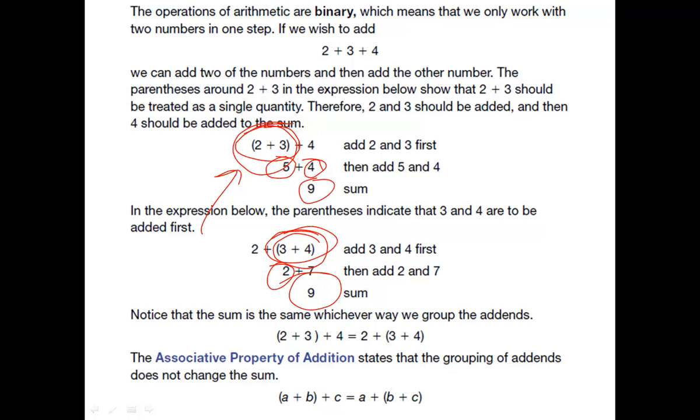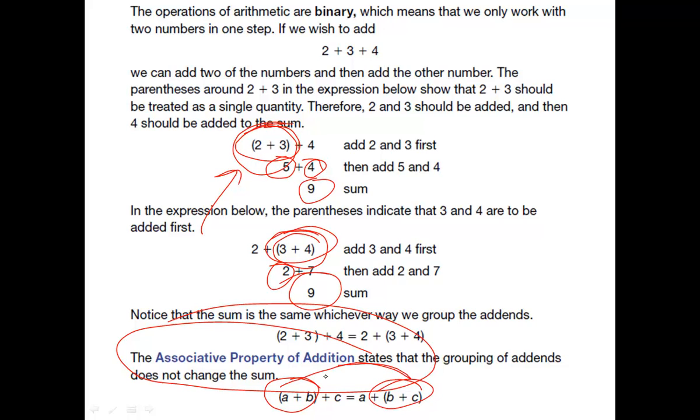Notice that the sum becomes the same no matter which ones we do first. This is called the associative property of addition, which just says that we can hang out with different friends and it still ends up with the same answer. We're not scrambling them up like we did in the commutative property. The parentheses is what's changing, which ones we're going to do first. And when you're allowed to do that, that's the associative property of addition.